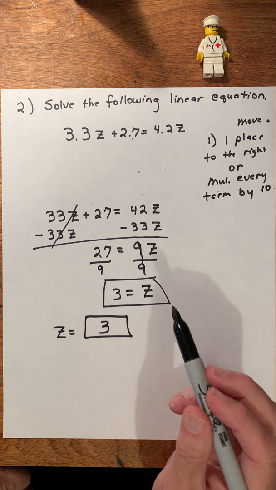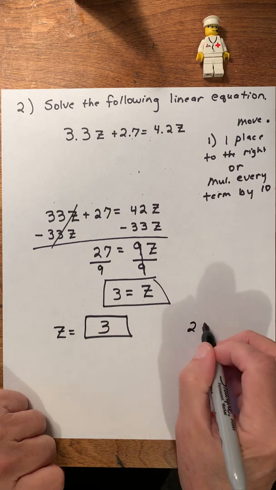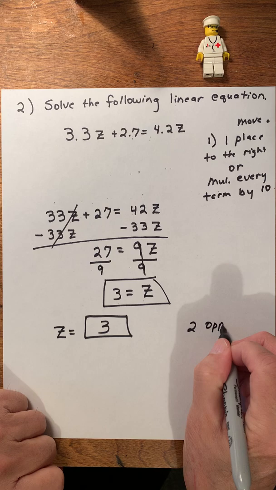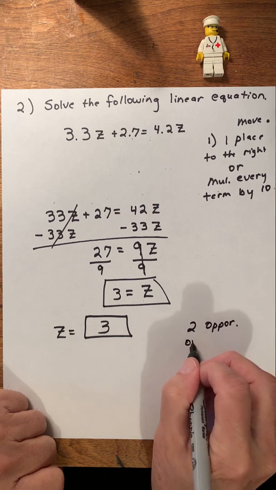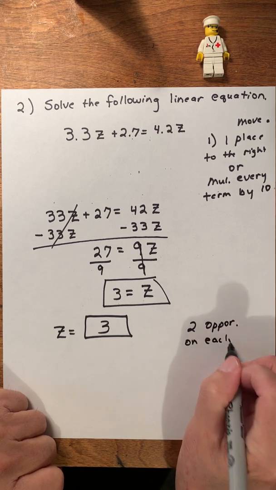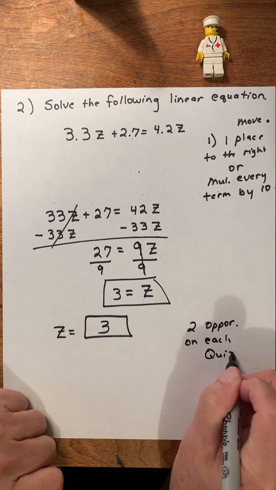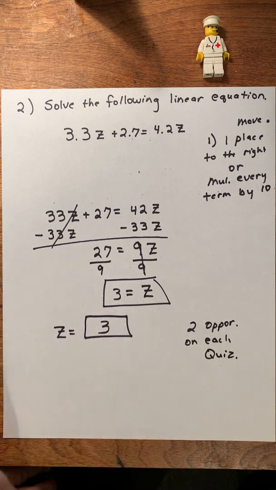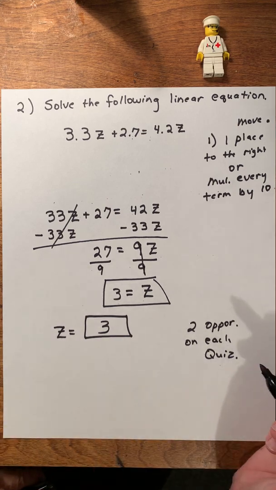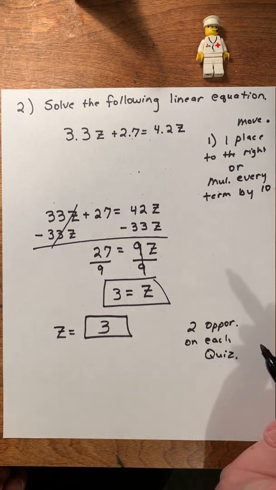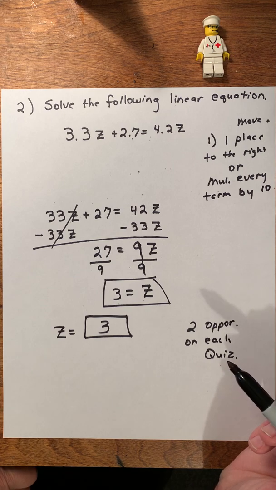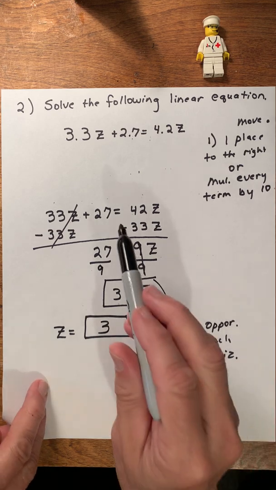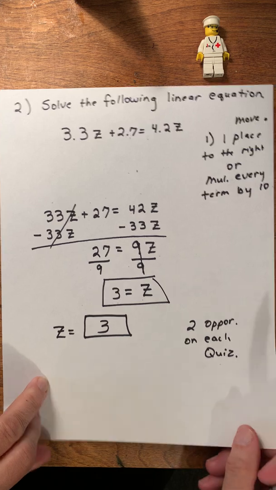Another thing to note about your quizzes is that you have 2 opportunities on each quiz. If you should mess up on one, put in a wrong answer inadvertently, and you go, doggone, I knew the answer, hey, take it again, and the second time, make sure you get it right. And you will be given the better of your 2 grades. So, solve the following linear equation. Done.